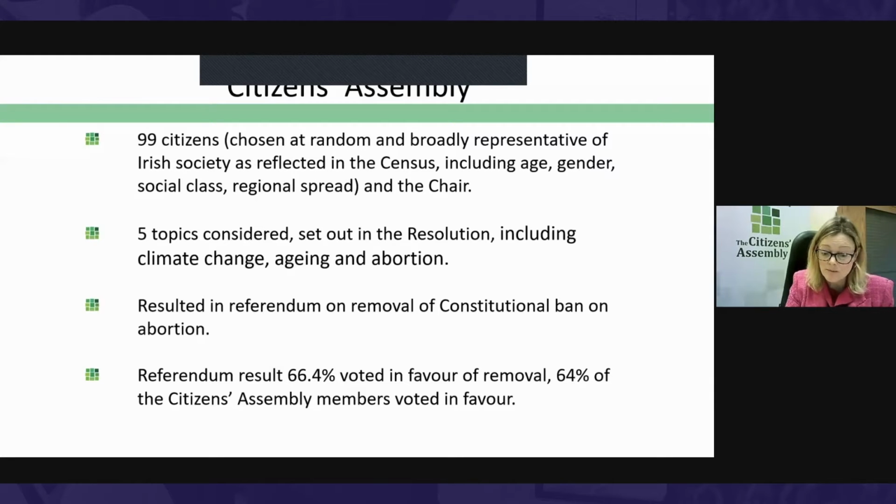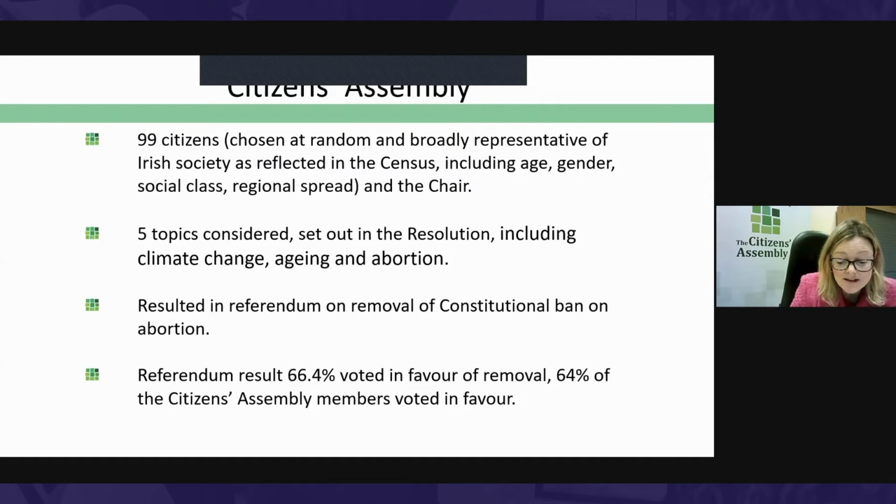So further to the recommendations made by the Citizens' Assembly to the Oireachtas, a referendum on removing the constitutional ban on abortion was held in May 2018. The turnout for this referendum was one of the highest ever recorded for a referendum in Ireland. So it really generated a huge amount of interest in voters.